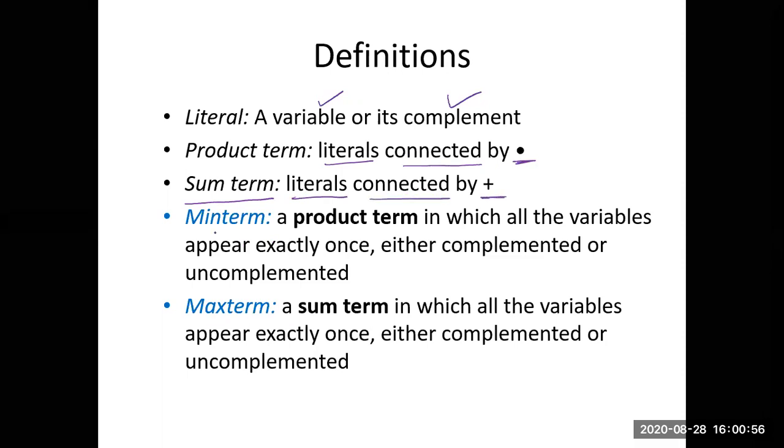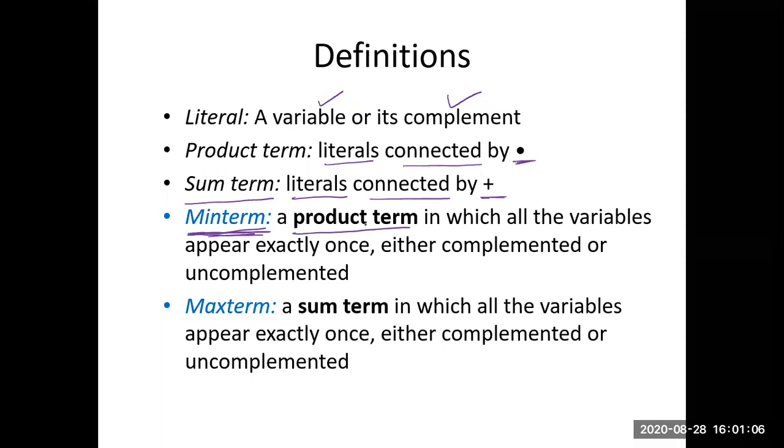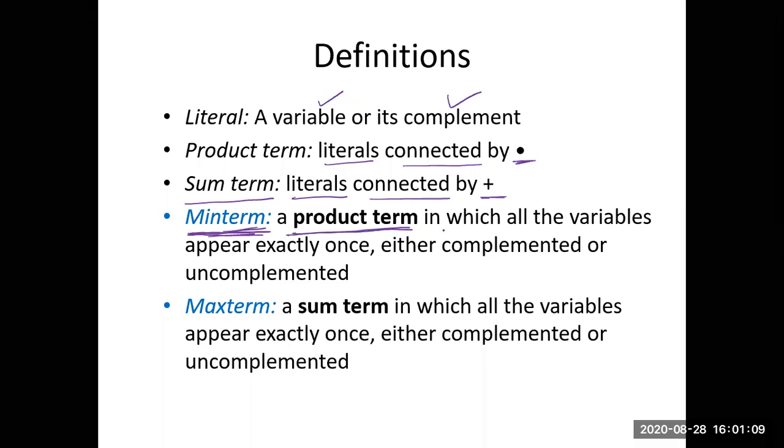Okay, so when I talk about min term, this is a new word you are dealing with for the first time. So a min term is basically a product term. Remember this. A min term means it is a product term in which all the variables appear exactly once, either complemented or uncomplemented. So if your function has variables a, b, c, then the combination of a, b, c in a product term will be there.